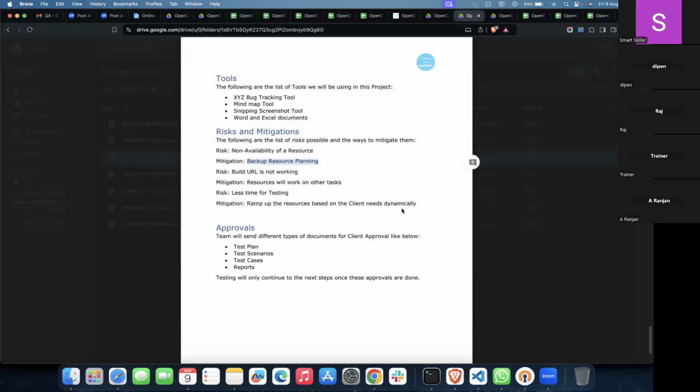Okay. Now, we are done with the risk and mitigation strategies. Now, the last and final part, approvals. The team will send different types of documents for client approval. And here are a few documents.